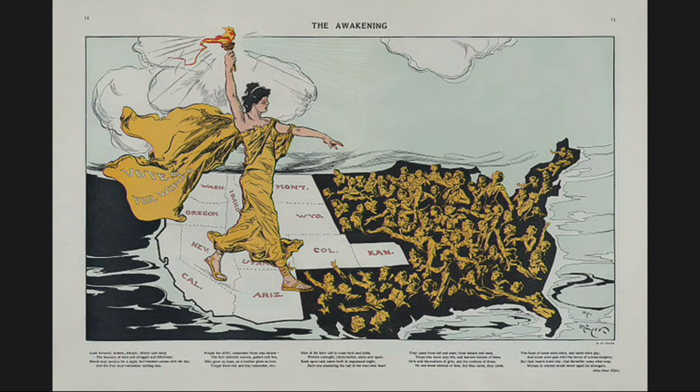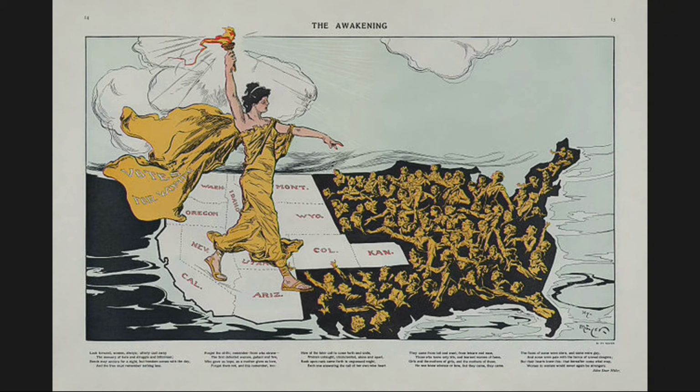This is kind of an interesting political cartoon, because it shows the continental United States, and it appears that a woman holding a torch is walking through the eastern states, walking through the western states toward the eastern states, right?